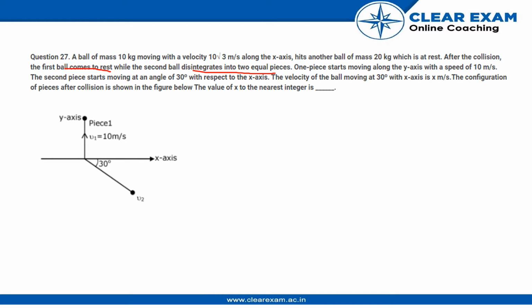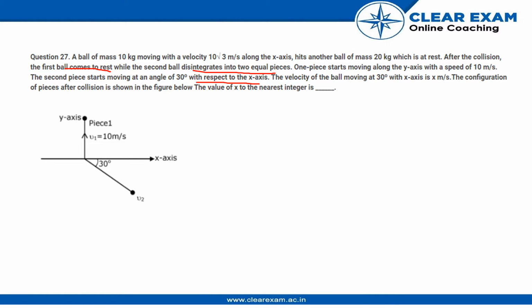And one piece starts moving along the y-axis with a speed of 10 meter per second. The second piece starts moving at an angle of 30 degrees with respect to the x-axis. The velocity of the ball moving at 30 degrees with the x-axis is x meter per second. The configuration of the pieces after collision is shown in the figure below. The value of x to the nearest integer is.